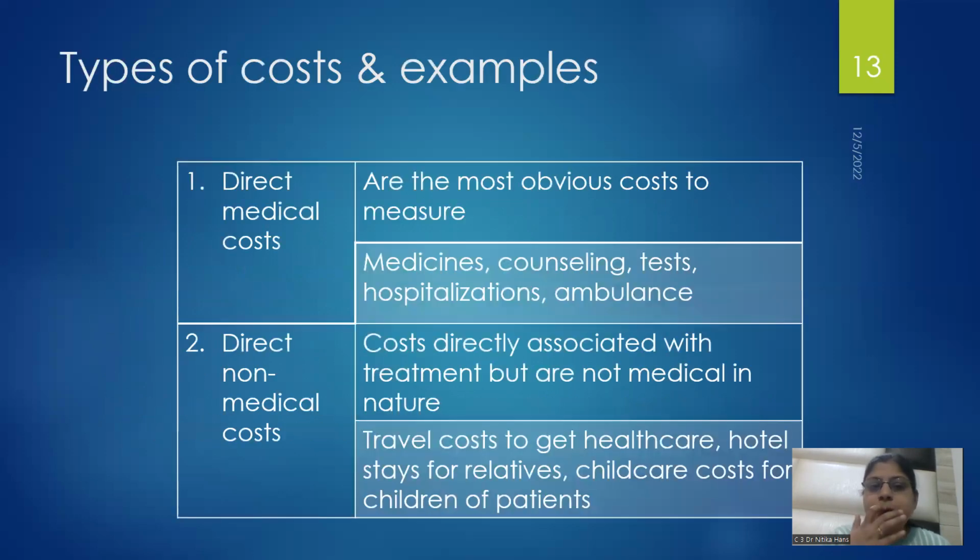Now, cost can be divided into direct medical cost and direct non-medical cost. Direct medical cost is what is the cost of medicines, what is the cost of counseling to the patient, what is the cost of various laboratory tests, what is the cost of hospitalizations and ambulance. And direct non-medical cost is travel cost to the healthcare, hotel stays for relatives, childcare cost for children of patients. Means what is the travel cost to healthcare, ambulance cost, what is the hotel stays for relatives, and childcare cost for children of the patient.